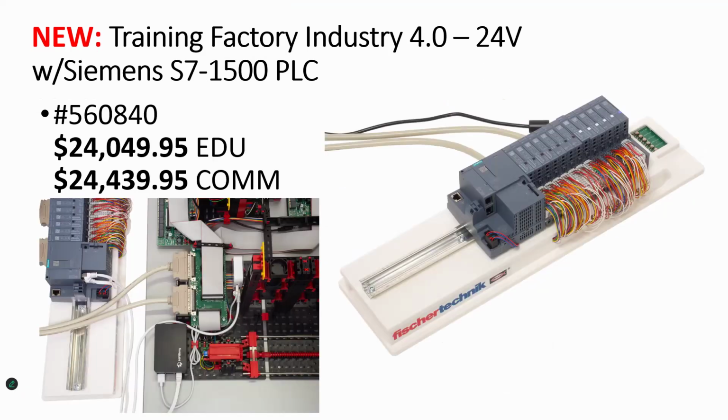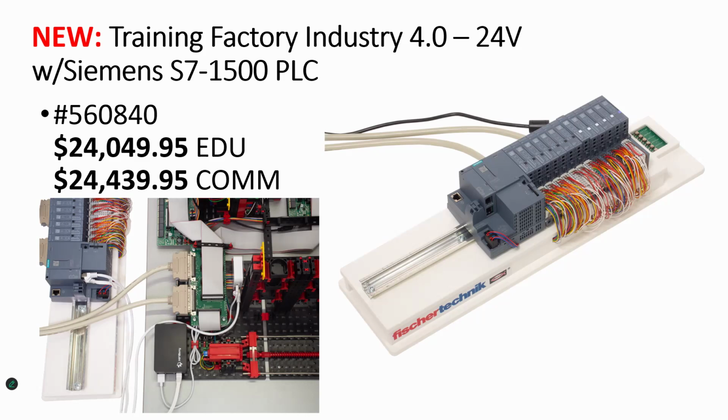And then there is also a version that does include the PLC. It includes the Siemens S7 1500 PLC. So this is about as ready out of the box as you're going to get with the 24-volt versions. So again, it has the connection board, it has the wiring, it has the PLC, it has the program, it has the power supply, so you can get started right away. The cost for this, if you are an educational customer, is $24,049.95.